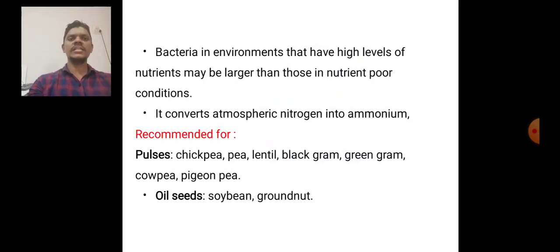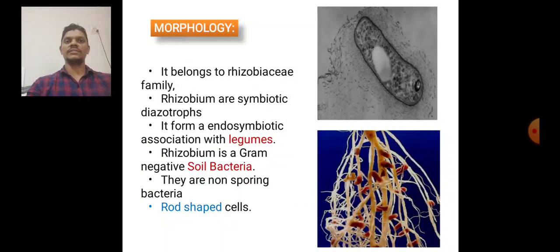The bacteria in environments that have high levels of nutrients may be larger than those in nutrient-poor conditions. It converts atmospheric nitrogen into ammonium, and is recommended for pulses: chickpea, pea, lentil, black gram, green gram, cowpea, pigeon pea, etc. The oil seeds are soybean, groundnut, etc.